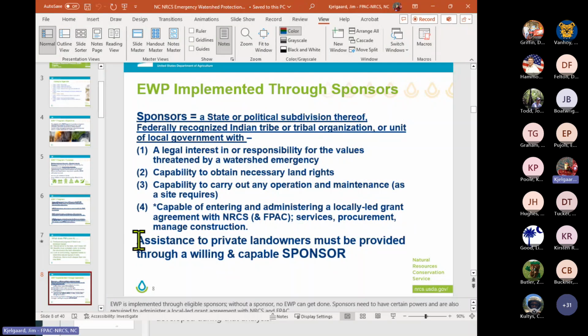And as always, as noted, assistance to private landowners must be provided through a willing and capable sponsor. That's the big thing about EWP. It has to be done through a sponsor.